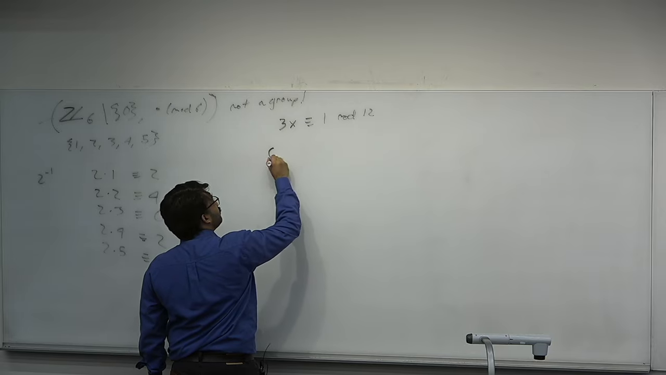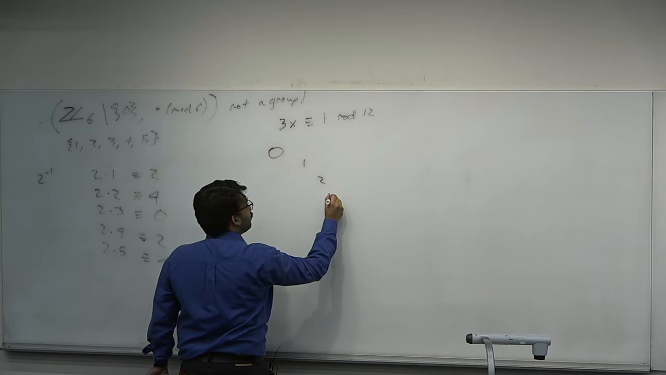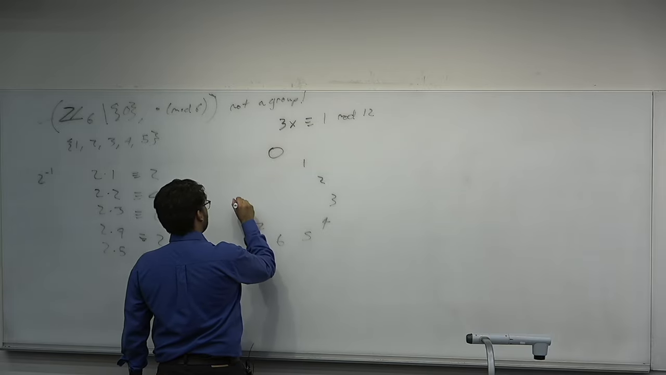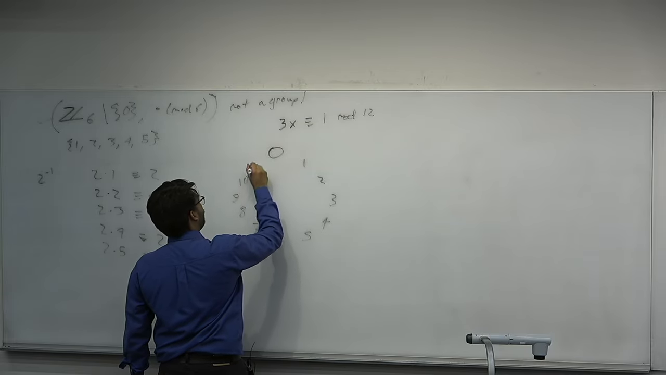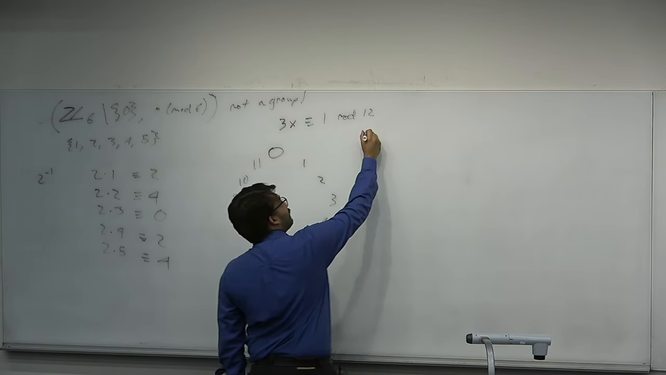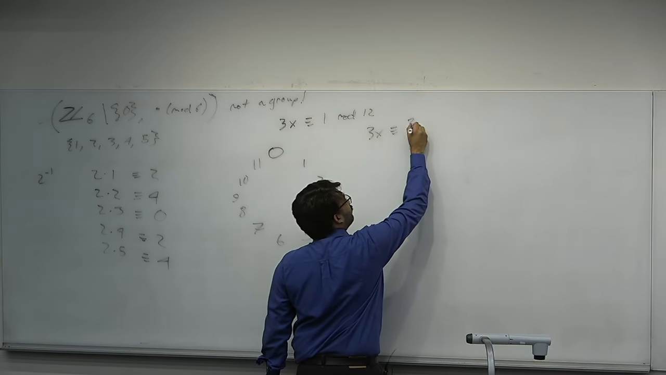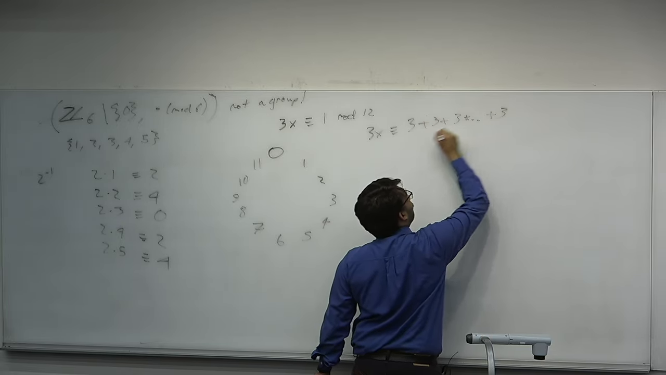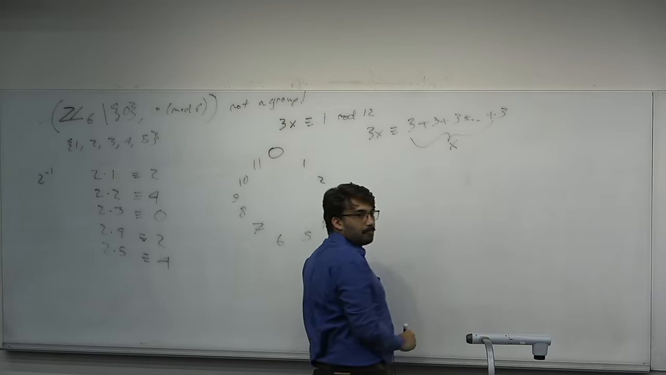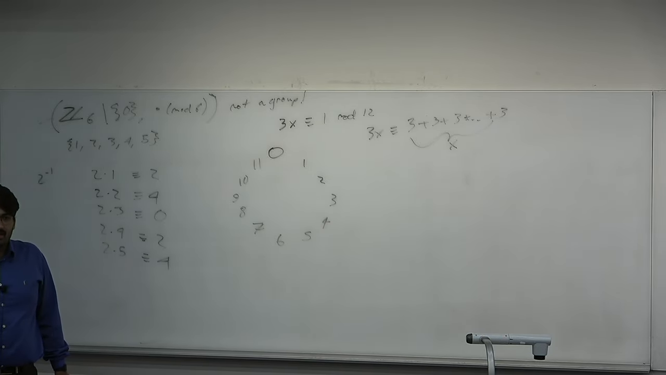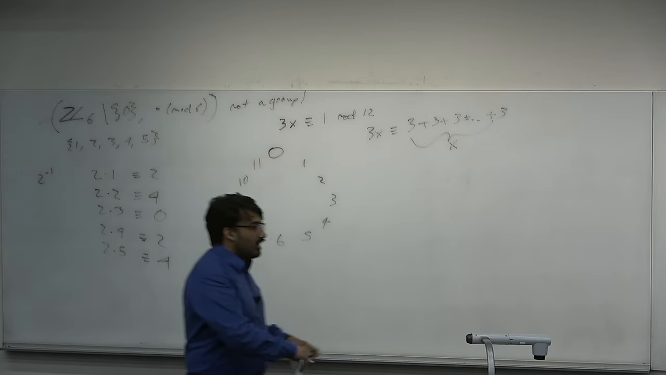Instead of 12, we're going to do 0, 1, 2, 3, 4, 5, 6, 7, 8, 9, 10, 11. And when you do 3 times x, it's really like 3 + 3 + 3 + 3, x times. So if we want some number inverse of 3 to be x, we're going to add 3 to itself several times and just see what happens.